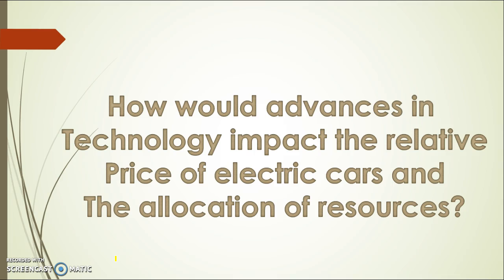How would advances in technology impact the relative price of electric cars and the allocation of resources? Well, advances in technology would lower the relative price of electric cars because they're cheaper to produce. And because they're cheaper to produce, they'll become more profitable, which will lead to resources flowing into that industry. The lower prices will also cause an expansion in demand, so it will increase the demand for electric cars, and therefore, again, more and more resources will flow into the industry because of the lower relative price.